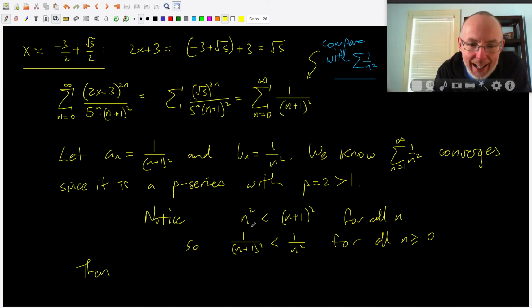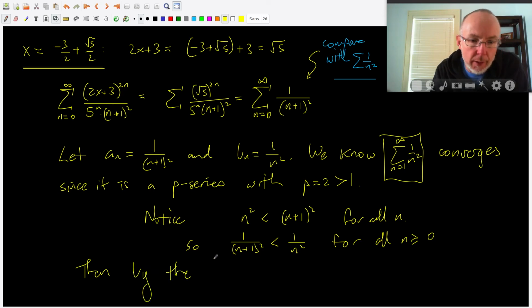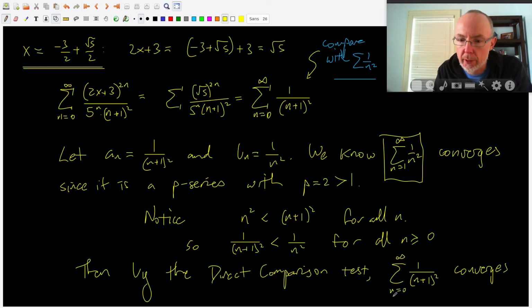Because when we add these terms up, we're adding up a bunch of numbers that are smaller than what we get when we add up this series, but we know this series converges. So by the direct comparison test, we've shown that this series converges. I said it, but I didn't explicitly write it down, but both of these are positive. We need that for the direct comparison test to be useful.